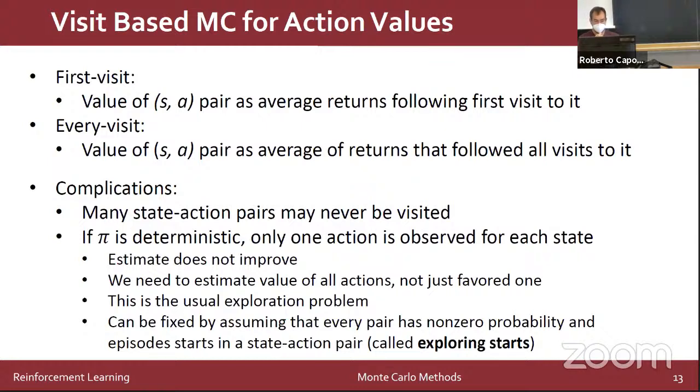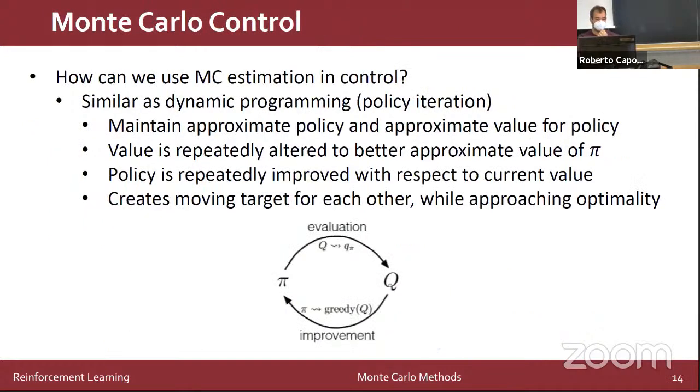So in this case, when the policy is deterministic, you can try to fix this problem by using what are called exploring starts. You start your episode in a random state with a random action, and then you follow your policy, and this allows you to compute. Basically, you have a non-zero probability for every state and every action to be the initial state and action. Okay.